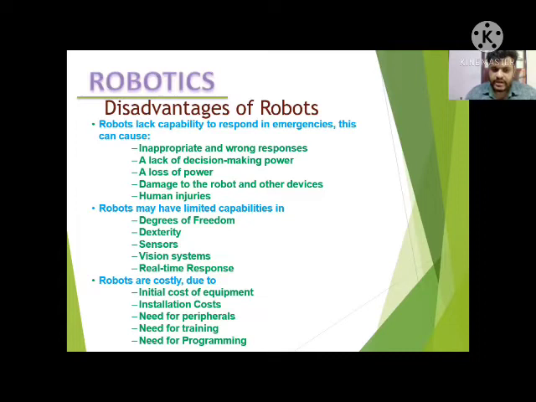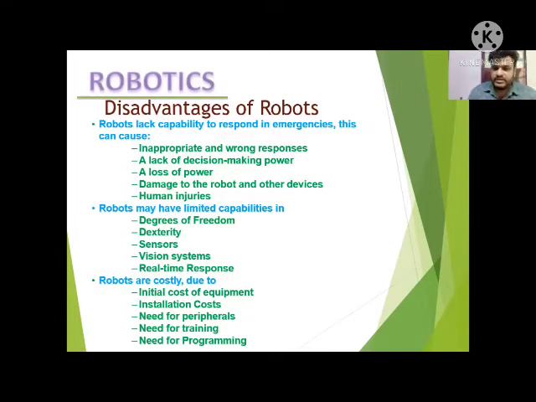Then there is the need for programming. Now we know that these robots are designed by ourselves, and we need to program them. What a robot has to do is to be programmed by human beings. So we know that by programming, effort has to be put in by humans.